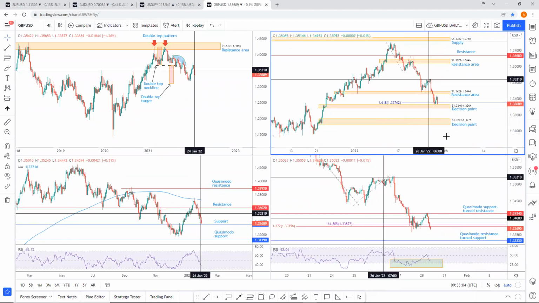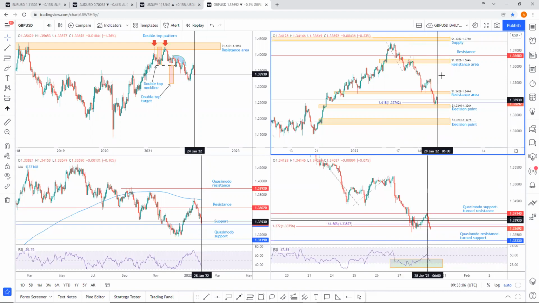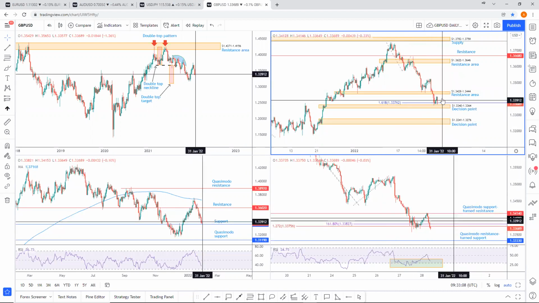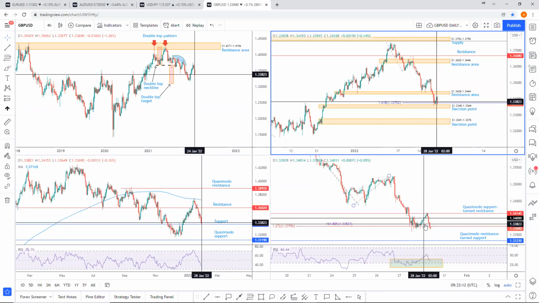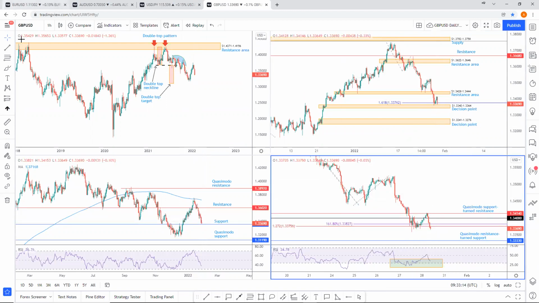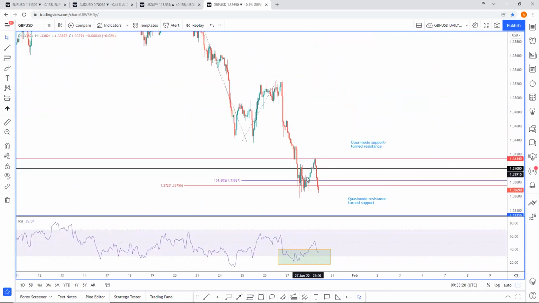Now, in line with the bearish flow seen on the H4, we did recently see a whipsaw. Let me just remove my crosshairs and expand the chart so we can all see. As you can see, we did recently whipsaw the 1.34 figure and test a Quasimodo support turned resistance.